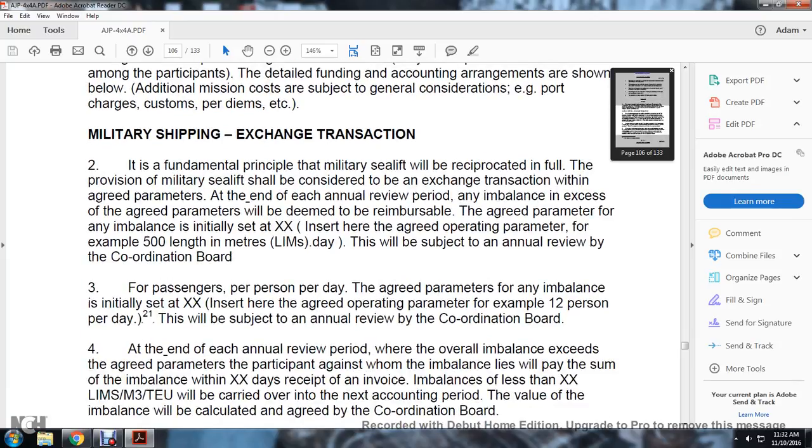If the fundamental principle of military shipping is reciprocated in full, provision of military shipping shall be considered with the evacuate exchange transaction with the arranged parameters at the end of each annual review period. Imbalance in excess of the arranged parameters is deemed reimbursable. The arranged parameter for the imbalance of the initial XX is inserted with the agreed parameter. For example, 500 linear meters per day. This will be subject to an annual review by the coordinating board.